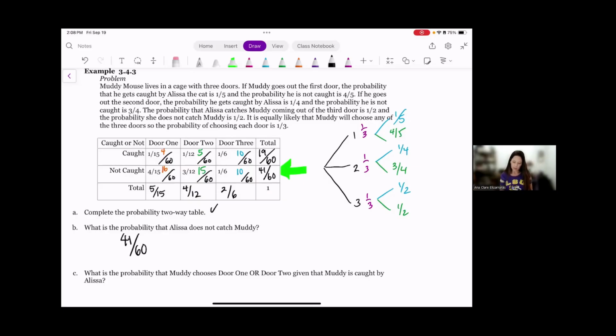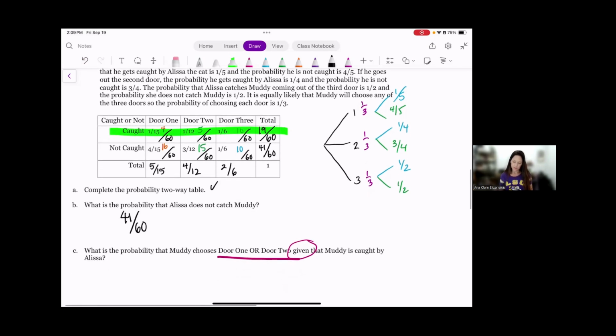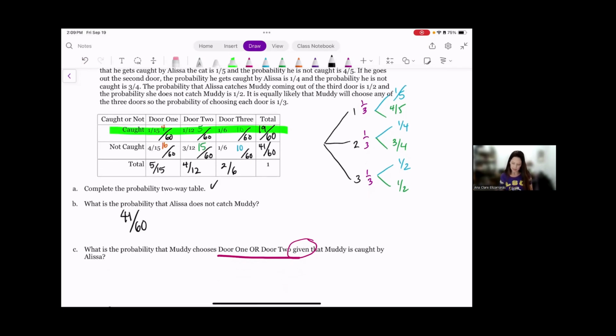What is the probability that Muddy chooses door 1 or door 2, given that Muddy is caught by Alyssa? Muddy is caught. All we care about is the fact that Muddy is caught. So of the 19/60ths, how many of those were door 1 or door 2?